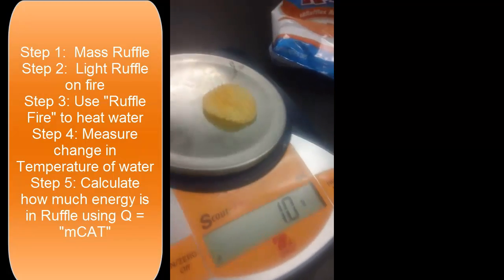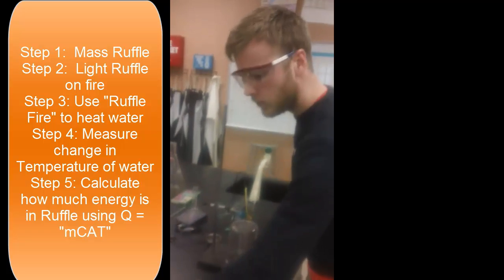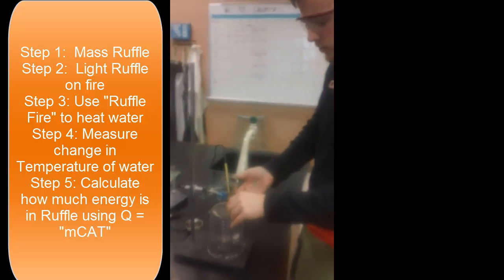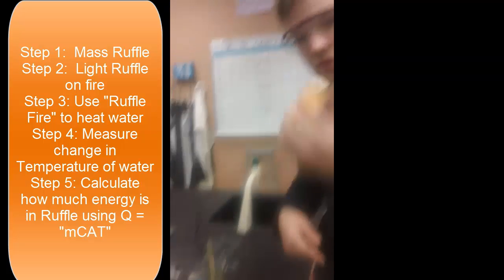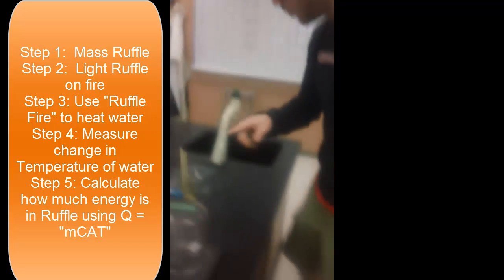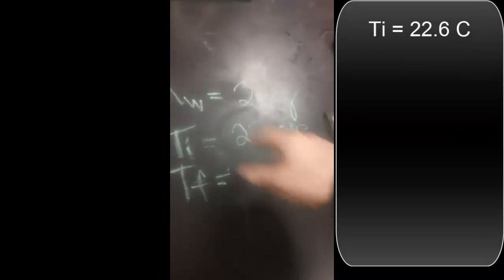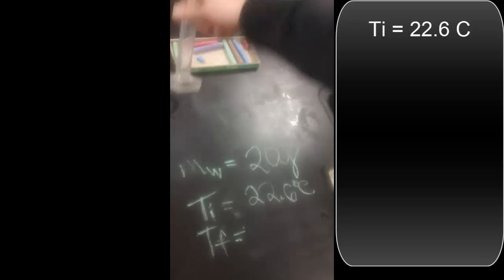The first thing we need is the mass of the chip: we've got 1.0 grams. We're going to burn this chip so that all the chemical potential energy stored in the chemical bonds, those empty calories, is released as heat to heat this water. We'll measure the temperature change to see how much energy was released. The initial temperature of our water looks about 22.5, 22.6. The mass of our water is 20 milliliters, which is equal to 20 grams.